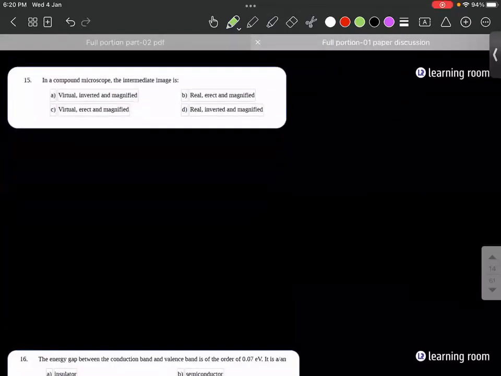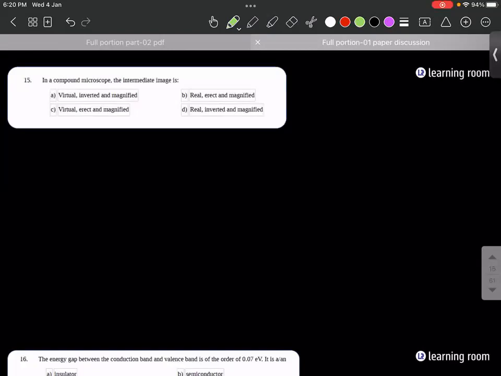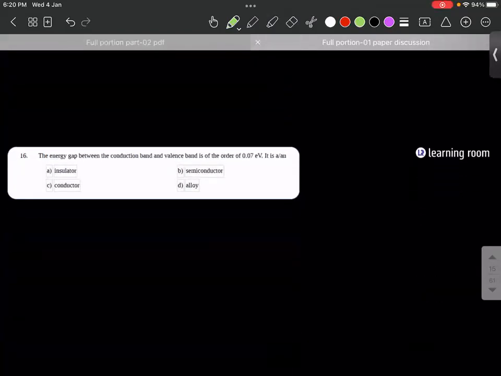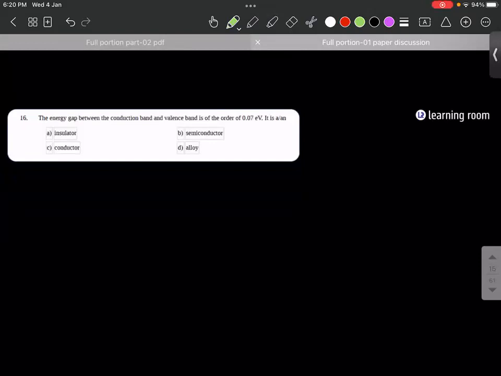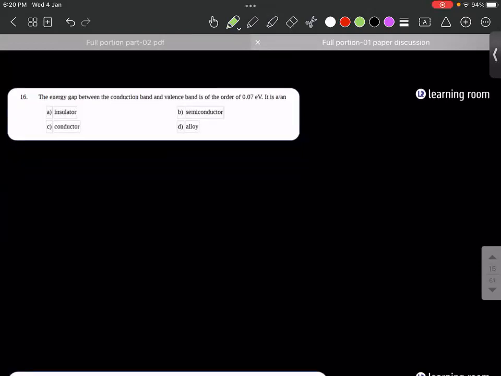15th one. In a compound microscope, the intermediate image produced is real, inverted, and magnified. 16. The energy gap between the conduction and the valence band is of the order of 0.07 electron volt. It is a insulator. Semiconductor. It should actually be a semiconductor, no? See, 0.6. Yes. The 0.7 should be a semiconductor. 0.07, it will be a conductor.